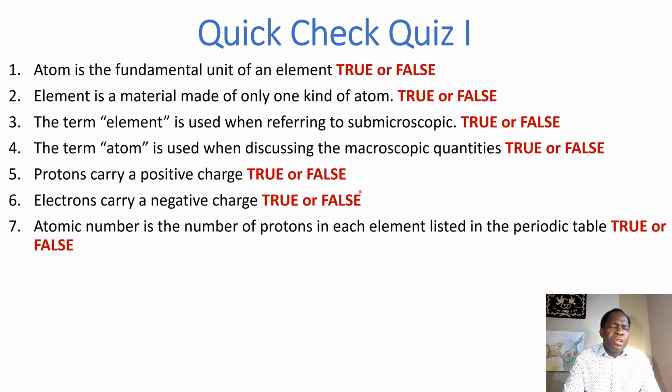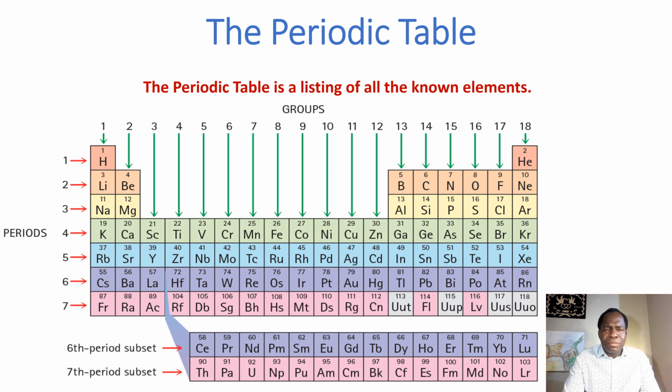So let's move to the periodic table. This is what we call the periodic table here. The periodic table is a listing of all the known elements. We don't have to memorize it, but by using the periodic table very often, you get to know the elements. But knowing the periodic table is different from trying to memorize it.